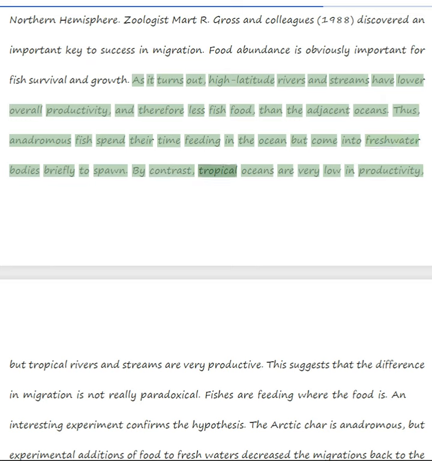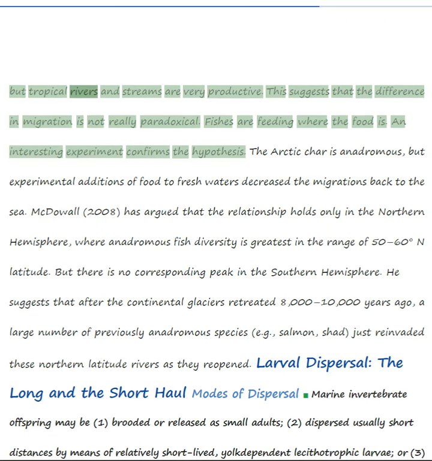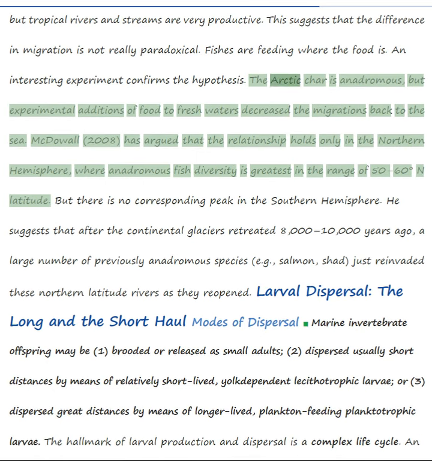By contrast, tropical oceans are very low in productivity. But tropical rivers and streams are very productive. This suggests that the difference in migration is not really paradoxical. Fishes are feeding where the food is. An interesting experiment confirms the hypothesis. The Arctic char is anadromous, but experimental additions of food to fresh waters decreased the migrations back to the sea.